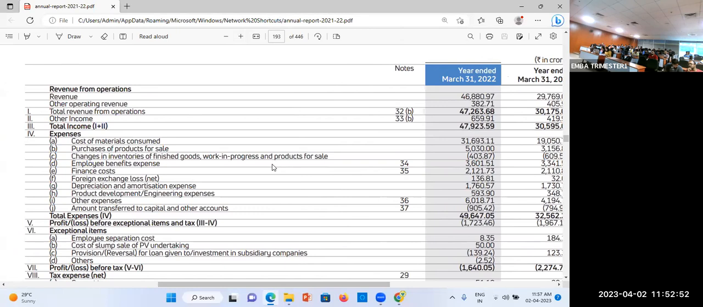Okay, listen here. I think you are having this page with you in your mobile. Just listen. This is the profit and loss account of a company.